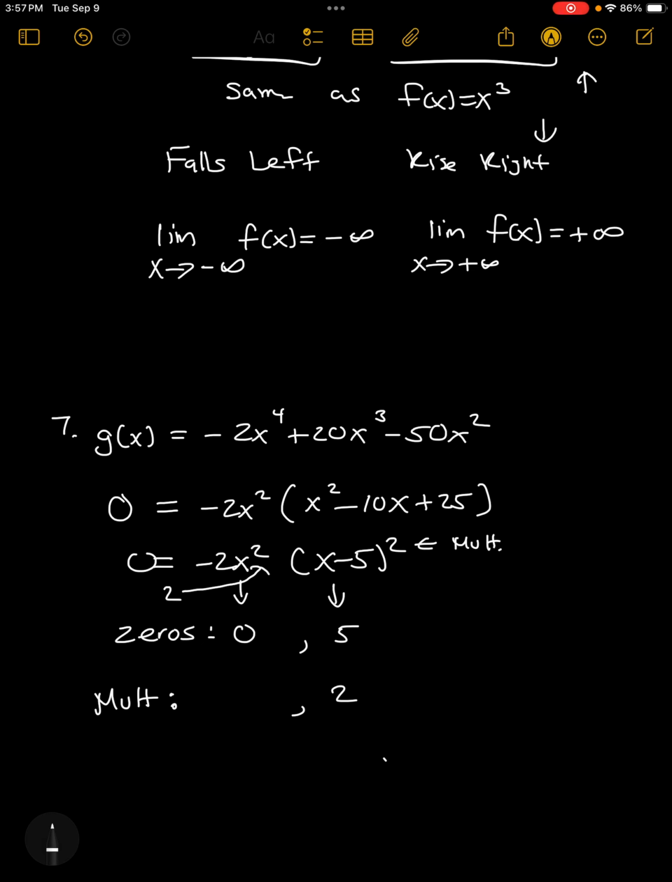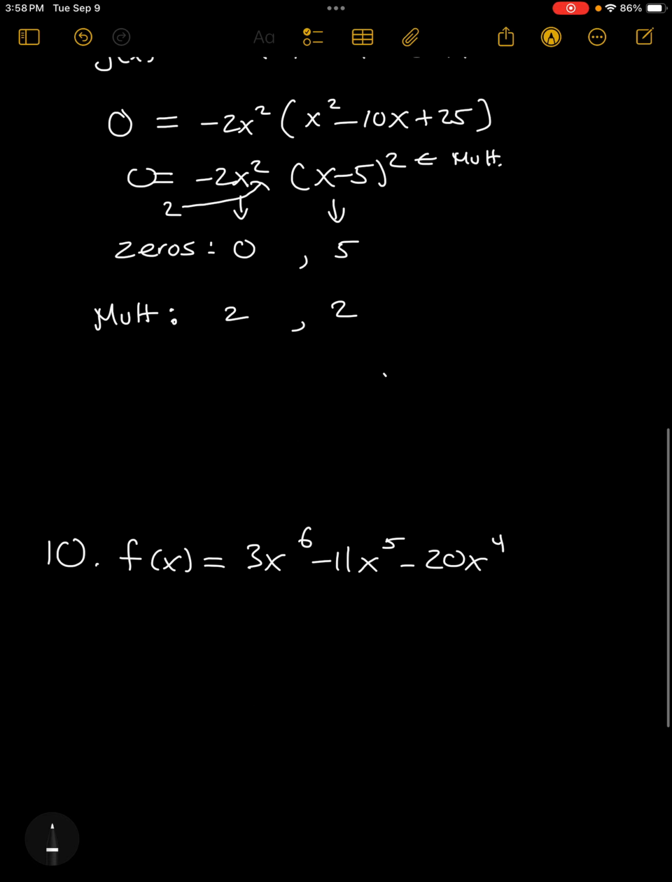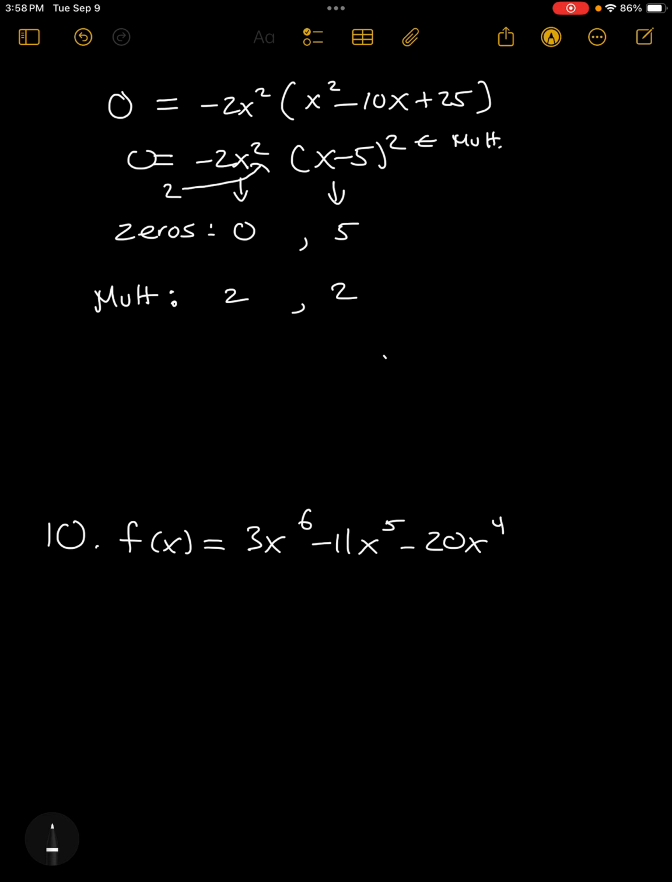All right, so moving on to the last problem, number 10. Again, 8 and 9 will be posted on Canvas if you need additional examples. Again, to find the zeros, I set f(x) equal to 0. It looks like I do have a greatest common factor. In this case, I have x to the 4th as my GCF. And what's left inside is 3x squared minus 11x minus 20.